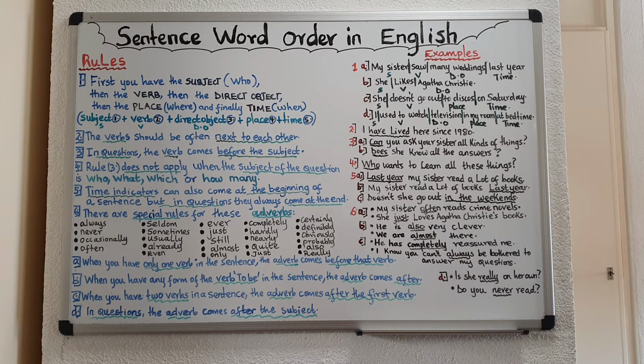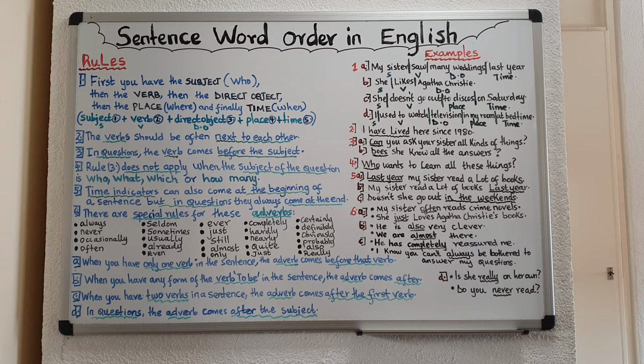Okay, so a sentence in its simplest form, which is a simple sentence, has at least a subject, a verb, and a direct object. Okay? So in that case, always remember first to write the subject, and then write the verb, and then write your direct object.